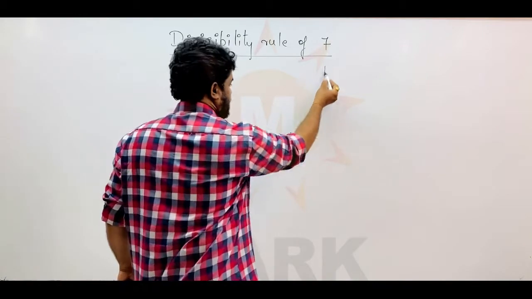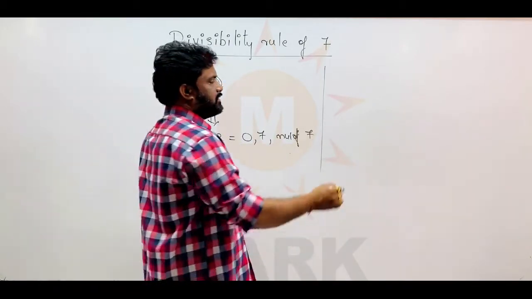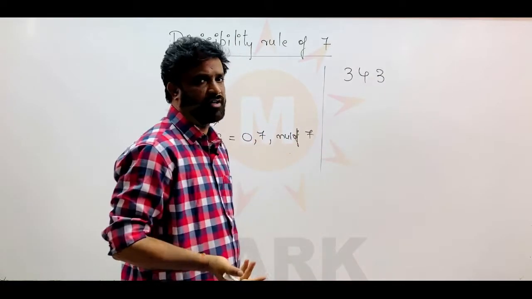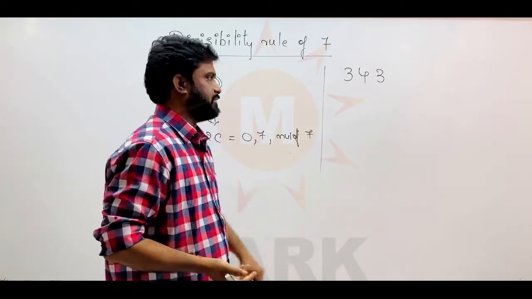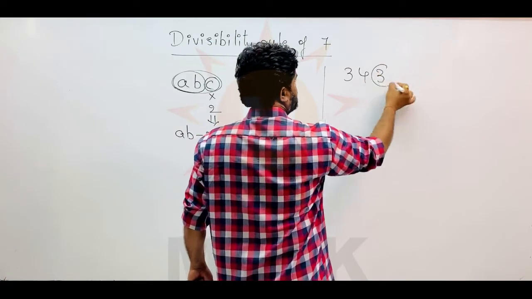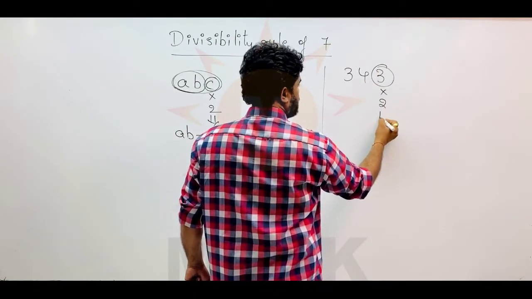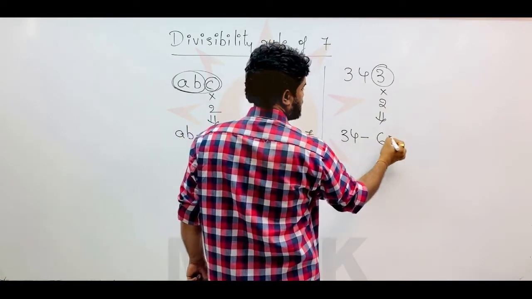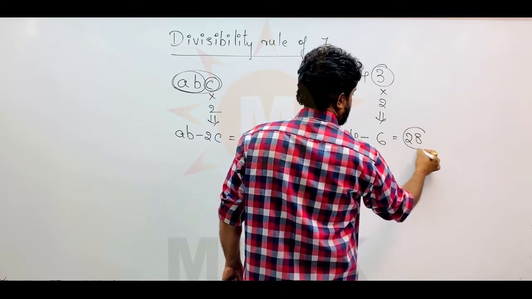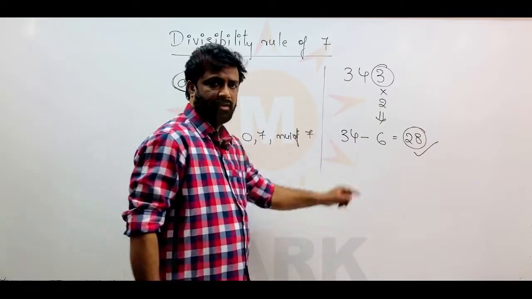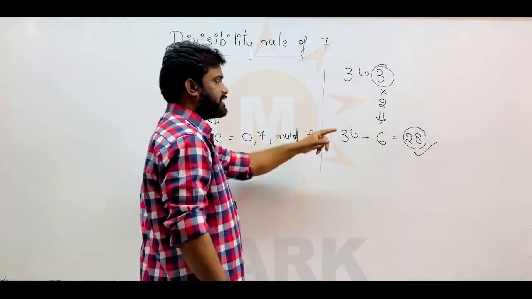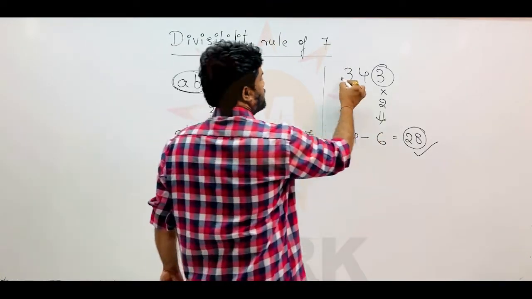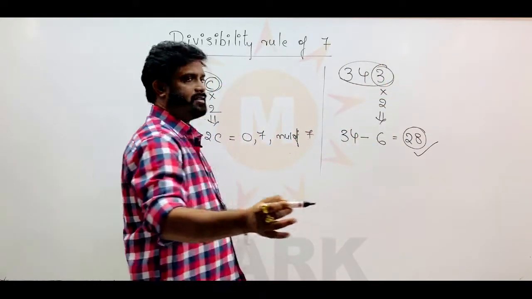Suppose I take an example, a known example. That is 343. Friends, you know very well 7 cubed is equal to 343. That means it is divisible by 7. Now I take the unit digit 3 into 2. That means you will get 6. Subtract it from the remaining number. 34 minus 6 will give 28. Friends, 28 is a multiple of 7. So what I said, that the result should be 0, 7 or any multiple of 7. That means this entire 343 is divisible by 7.